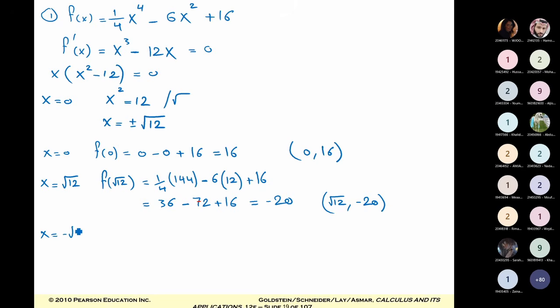x equals negative radical 12: f of negative radical 12 is also the same, 36 minus 72 plus 16 equals negative 20. So we have negative radical 12 and negative 20. So these are three stationary points or critical points. Okay? Any question?